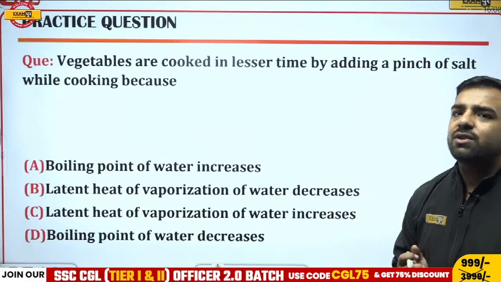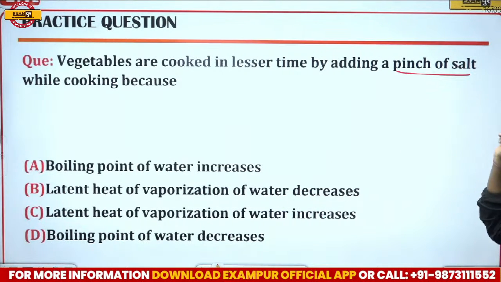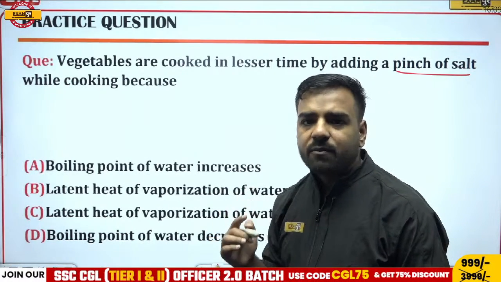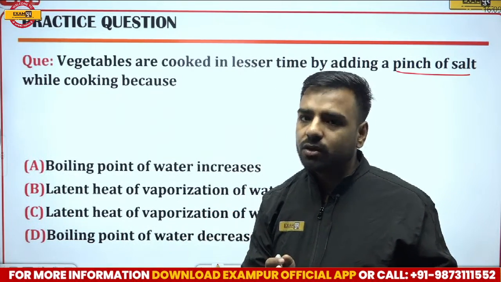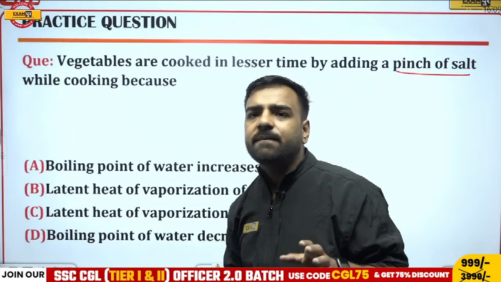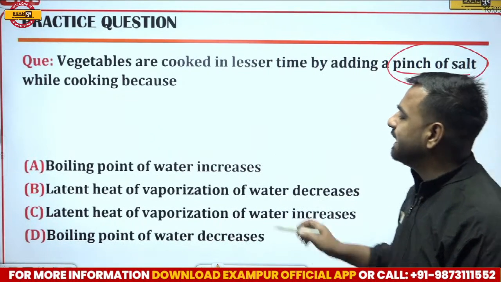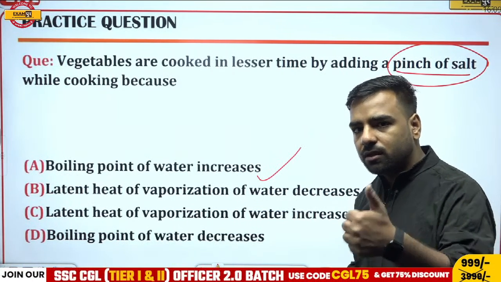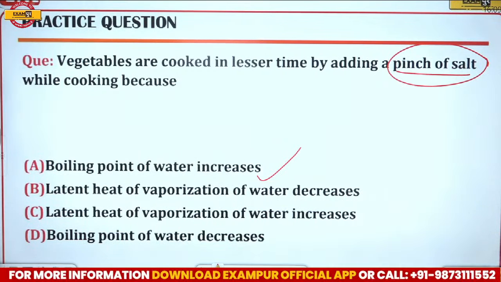So yes, what was the question? The question was, vegetables are cooked in lesser time by adding a pinch of salt. So it will do what? It will actually increase the boiling point of the water. And when the boiling point of the water is increased, the food can be easily cooked, right? So Manish, I'll again say, what happens when we use a pinch of salt? It will actually increase the boiling point of water so that food can be easily cooked. So here option B, that the boiling point of the water increases, is the correct answer.